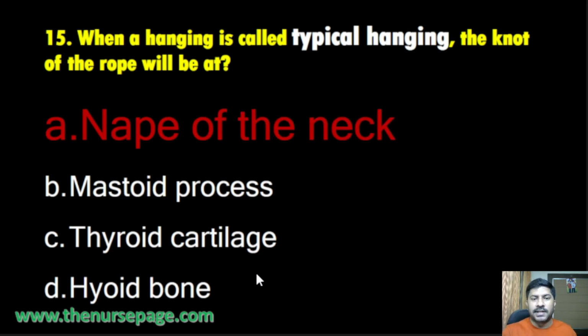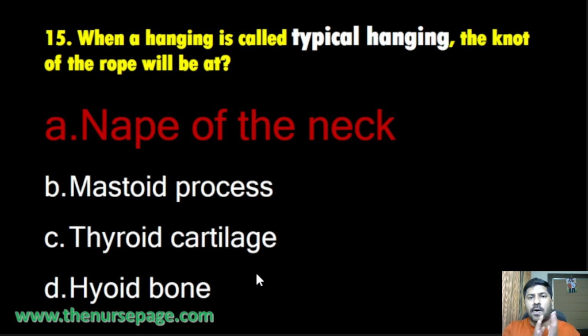When hanging is called typical hanging, the knot of the ligature will be at the nape of the neck, that is below the occiput region. If the knot of the ligature is anywhere other than the nape of the neck, that type of hanging is called atypical hanging.